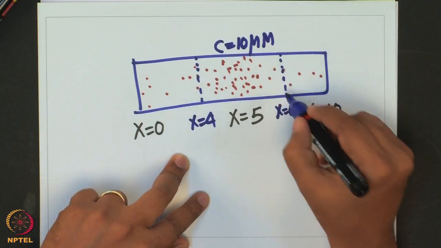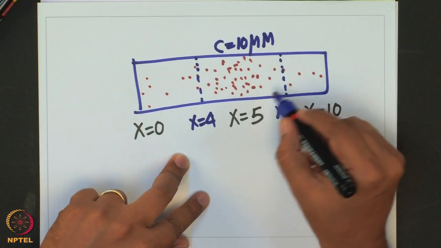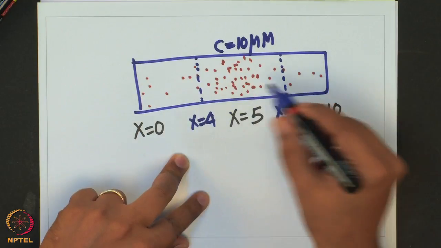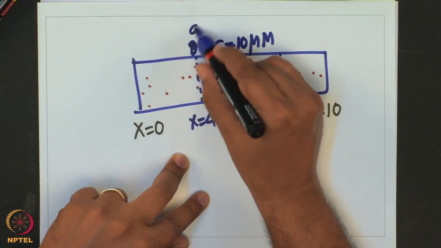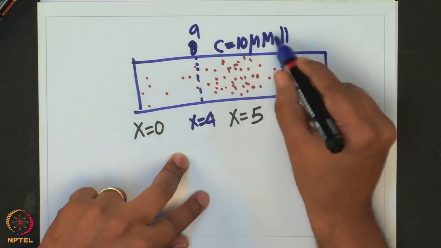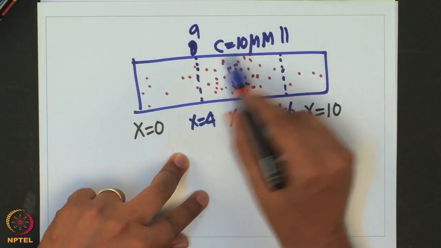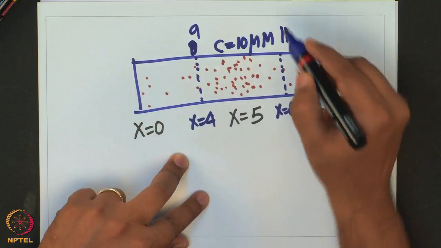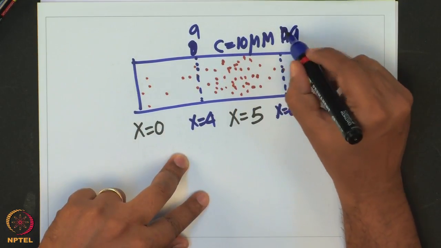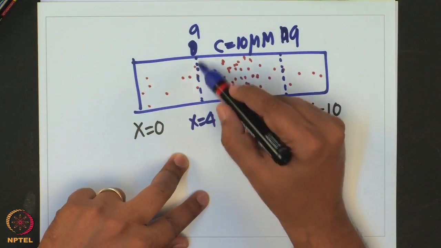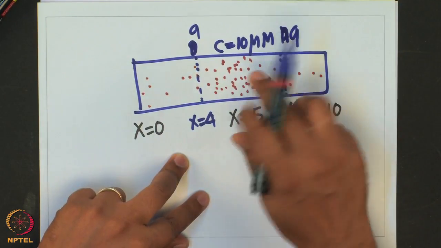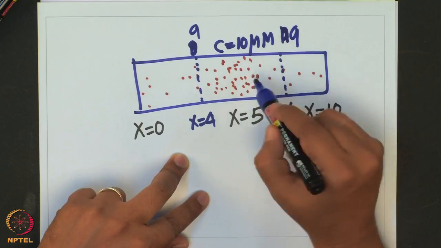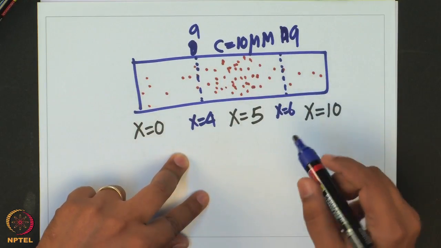So these two lines are x equal to 6 and x equal to 4, and here the concentrations are, let us say, respectively 9 and 11. 9 and 11, 1 micromolar change. Here it is, sorry, 9 and 9, so it should be 9 here too. So 9 micromolar is the concentration here, 9 micromolar is the concentration here. So concentration decreases on either side, and let us think of this situation.